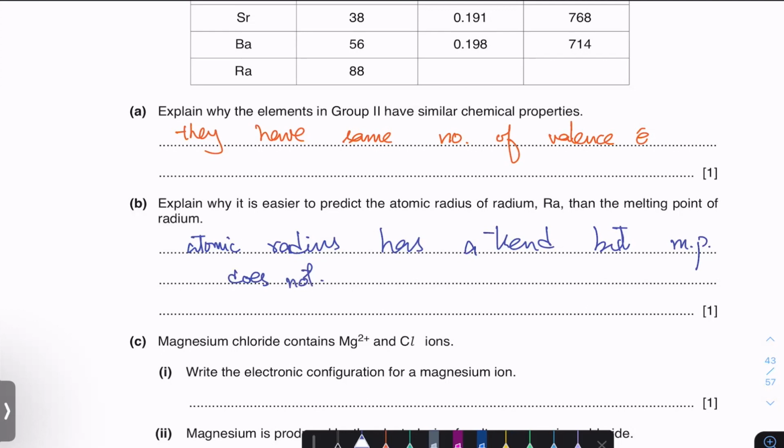Many students, when they answer a question like this, only say that atomic radius has a trend and stop there. Please talk about the whole thing in the question. Discuss everything that's there. It talks about melting point, it has made the comparison itself, so you should also compare. You should also tell them what the problem with melting point is.